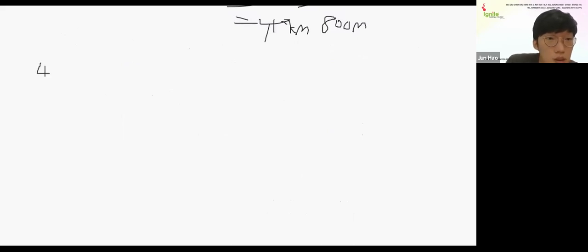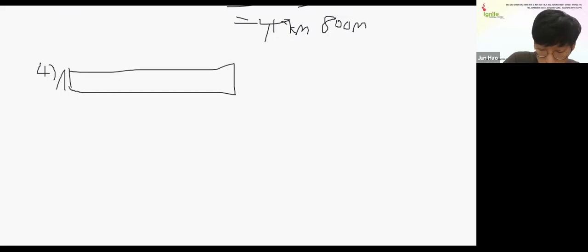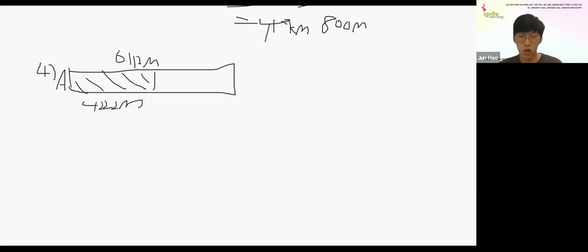Question 4. Angelina wants to jog a distance of 6,112 meters. She has completed 4,222 meters. How much further does she have to jog in kilometers and meters? So what they're saying is, Angelina wants to jog 6,112 meters, but she only completed until here, which is 4,222 meters. So how much further does she have to jog?